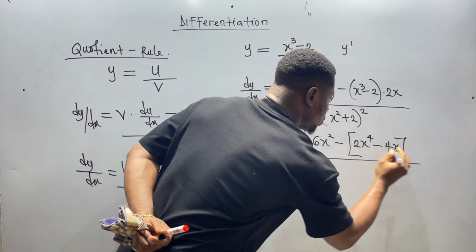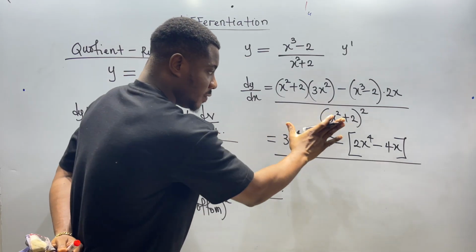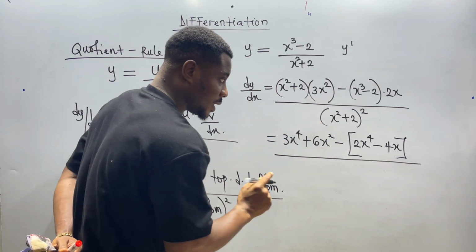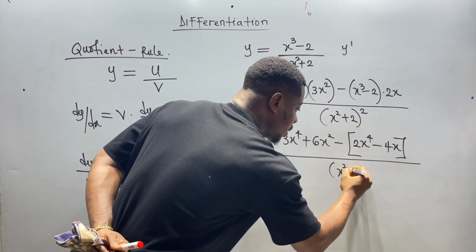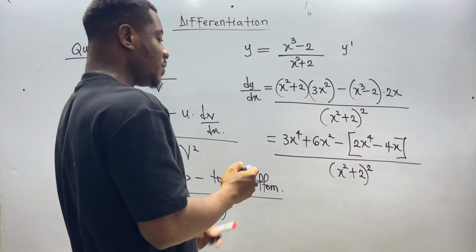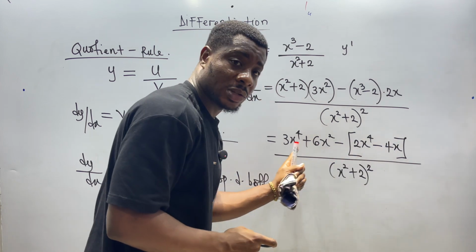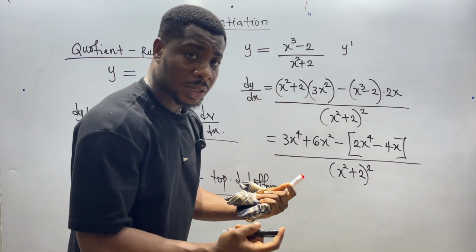Now, when you're solving questions on quotient rule, you can just leave the denominator like that. Don't expand it, leave it that way. X squared plus 2 all squared. Okay. So that if there are common terms at the top and at the bottom, they can easily cancel out.